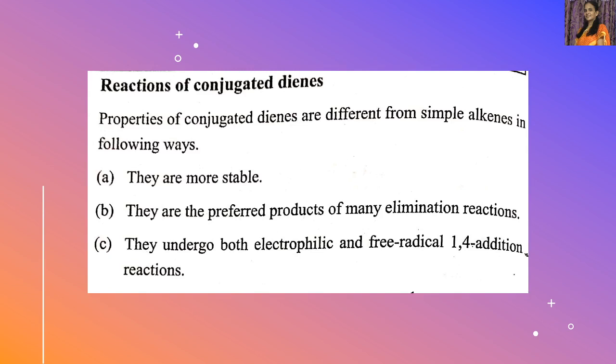See, conjugated dienes, they are more stable. They are the preferred products of many elimination reactions. They undergo both electrophilic and free radical 1,4 addition reactions. Generally, we know that alkenes undergo electrophilic addition reactions, but these conjugated dienes also undergo electrophilic as well as free radical addition reactions. And in the elimination reactions, these are preferred. And next one is that these conjugated dienes are more stable when compared to simple alkenes.